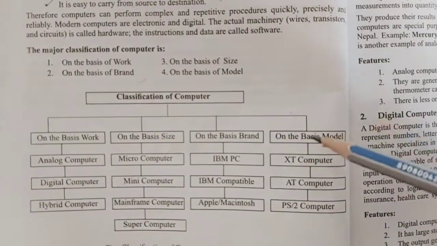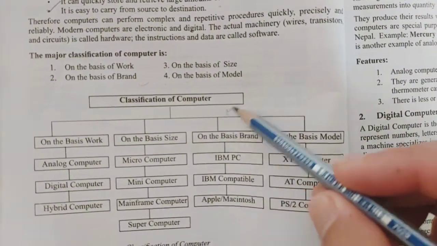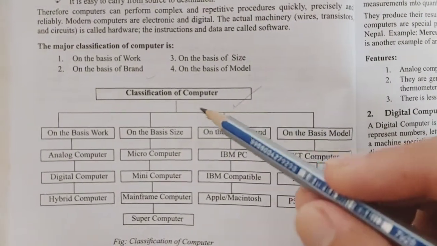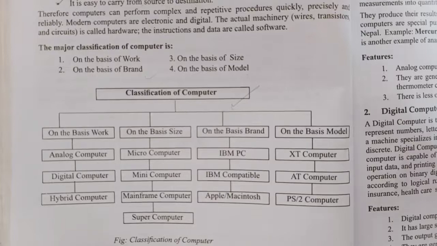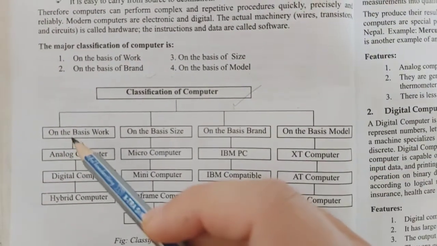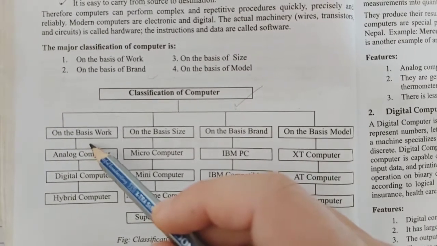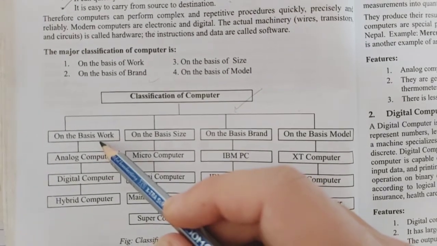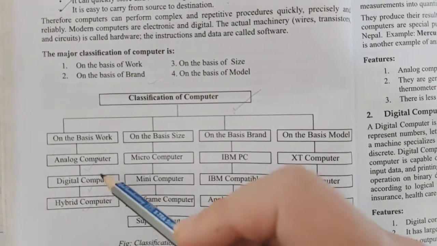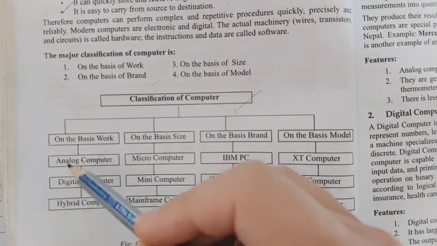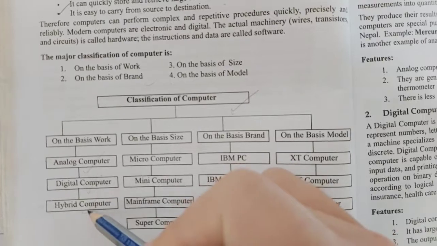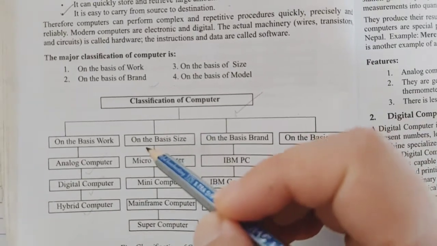Let's just see the chart. You can also make this in your notes. This is very important. It will be easy for you to understand the classification of computer, and it will also be easy to remember. The first one is on the basis of work. On the basis of work, we have analog computer, digital computer, and hybrid computer. These are all types of computer on the basis of work. We'll define each computer on the next page.